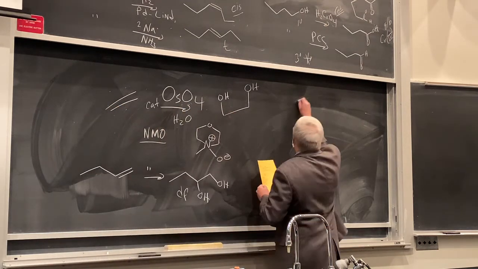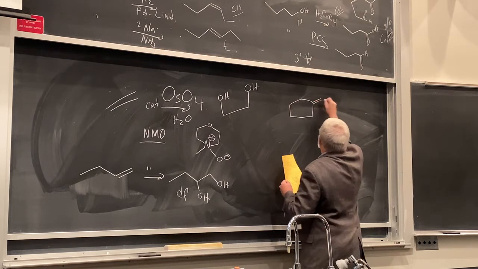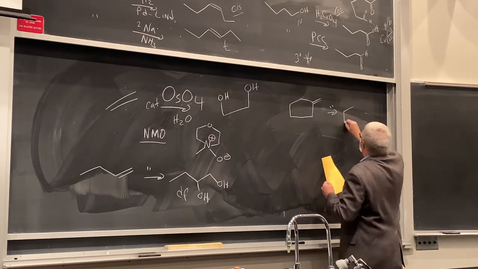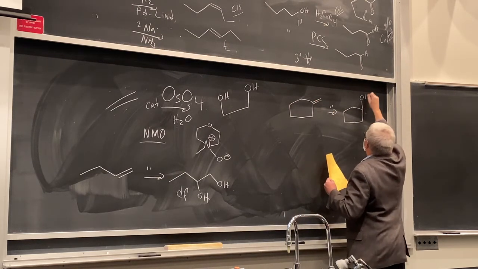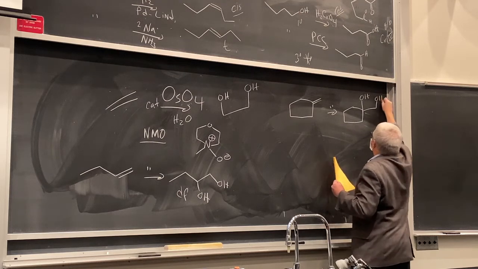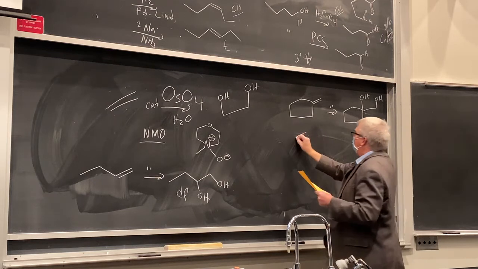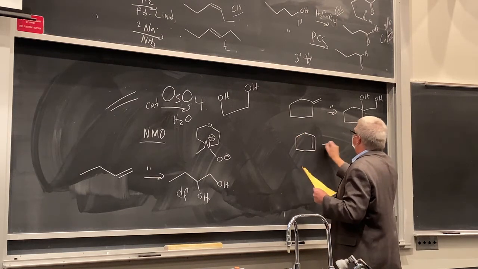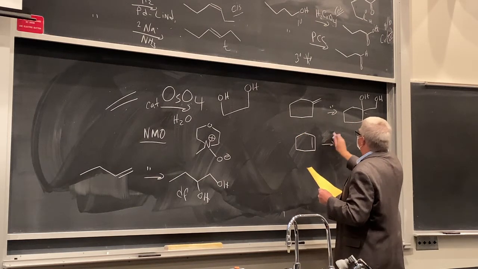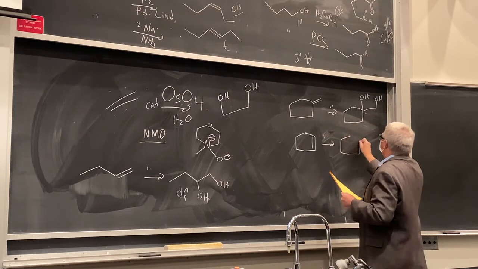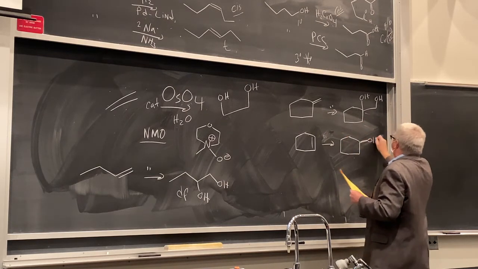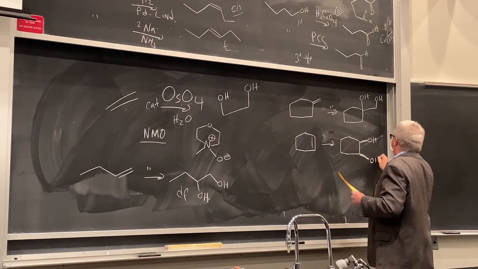How about this one? So we have a double bond outside the ring. We'll get the diol right here. It's always where the alkene is, right? And if we've got this guy, same thing. What are we going to get? We're going to get the cis diol, okay?